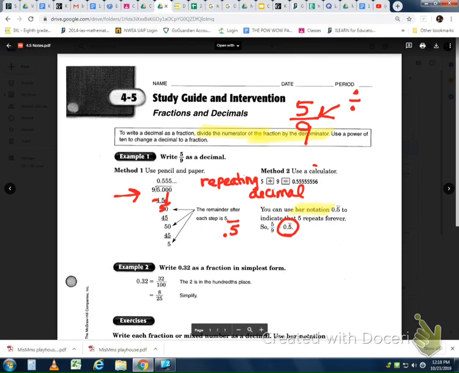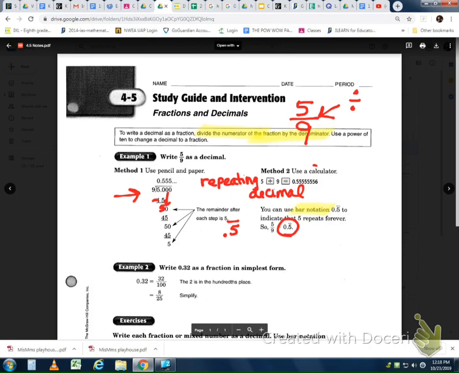It just depends. Some of them are just going to be a terminating decimal when you divide it out, and then it just stops. If it is repeating, then you'll put the repeating bar.